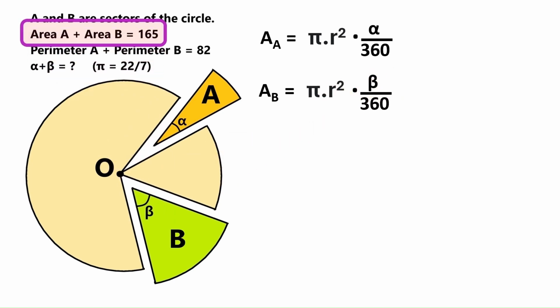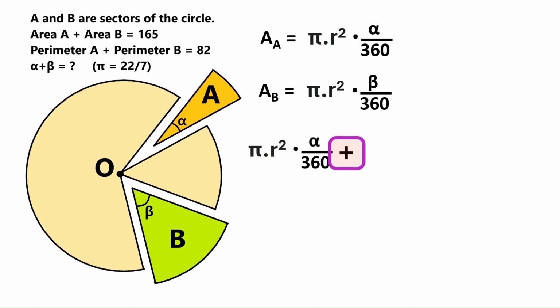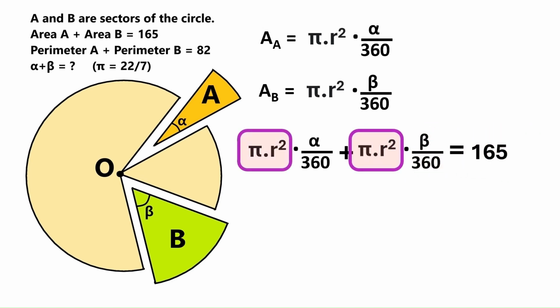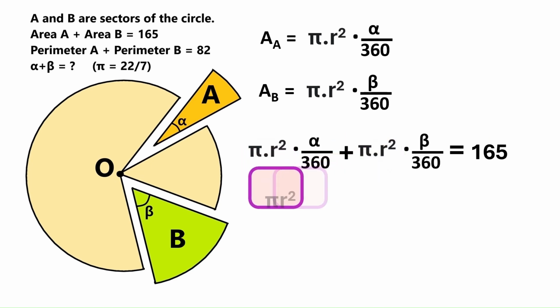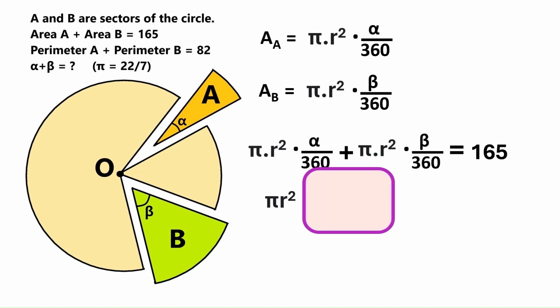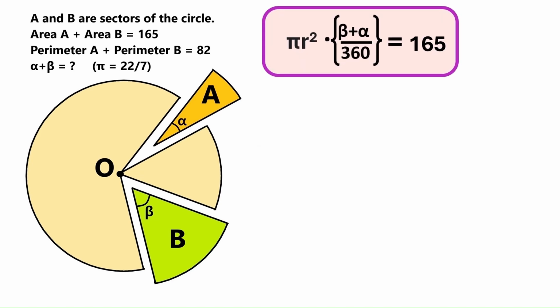We know the combined area of sector A and sector B is 165, so let's add the two expressions we have written down to see what happens. First, we take area A and bring it down here, and we put a plus sign next to it. And then we take area B and bring it down here, and their sum equals 165. Pi times r squared is a common factor, so we can write it separately here, and then put everything else into parentheses. These fractions have a common denominator, 360, so we can easily add them. And of course, all this equals 165. Let's keep this piece of information up here.